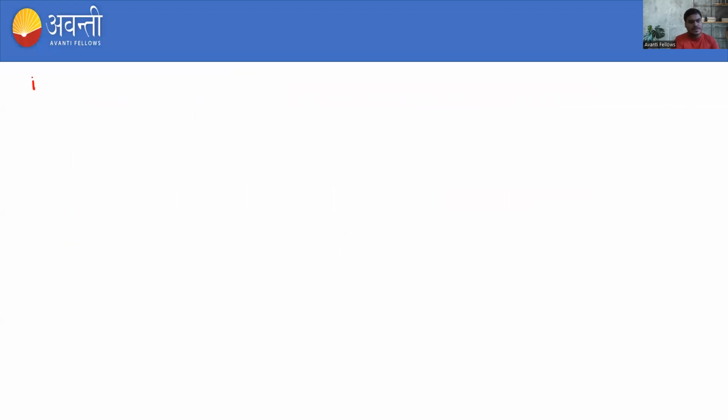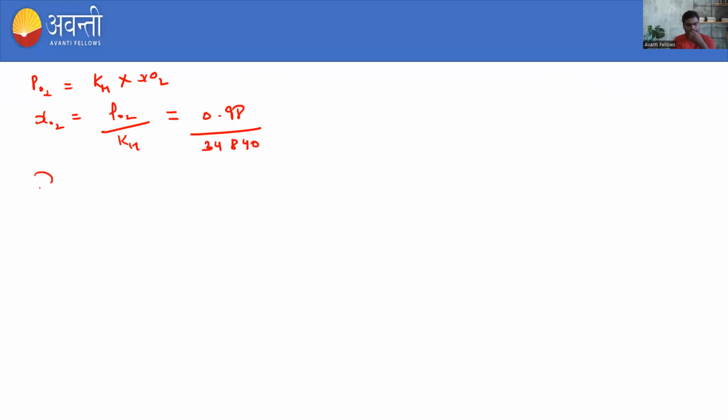So we know the partial pressure of O2 is nothing but the Henry constant multiplied by the mole fraction of O2. So from here you will calculate the mole fraction of O2. The mole fraction of O2 comes out to be the partial pressure of O2 divided by KH. So it comes out to be 0.98, the value is already given, divided by 34840. Right, so the mole fraction XO2 comes out to be 2.81 into 10 raised to the power minus 5. Right, this is the mole fraction.